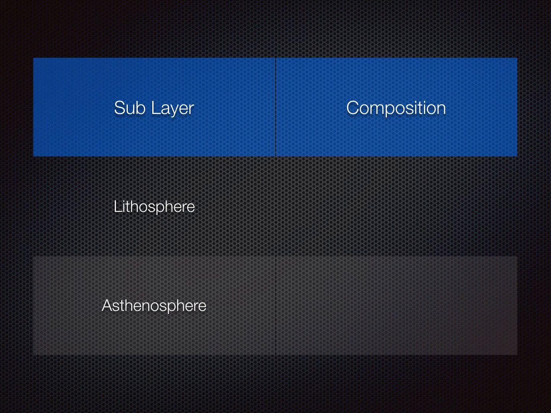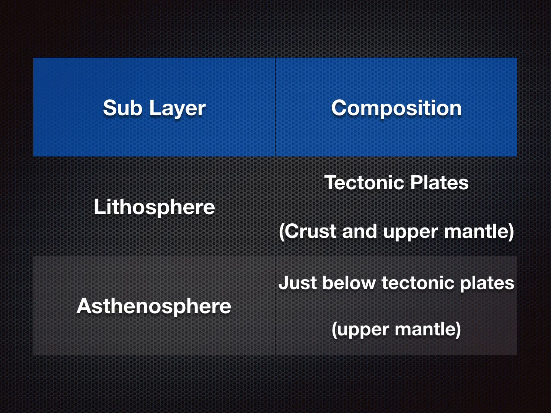You're going to make a table of each sublayer and its composition. Remember, composition is what it's made of. So in this first section, we're going to talk about the lithosphere, which is made up of tectonic plates. Its location is the entire crust and a little bit of the upper mantle. The asthenosphere is just below the tectonic plates, and it's located in the upper mantle. So the lithosphere and the asthenosphere are touching. The lithosphere floats on the asthenosphere.